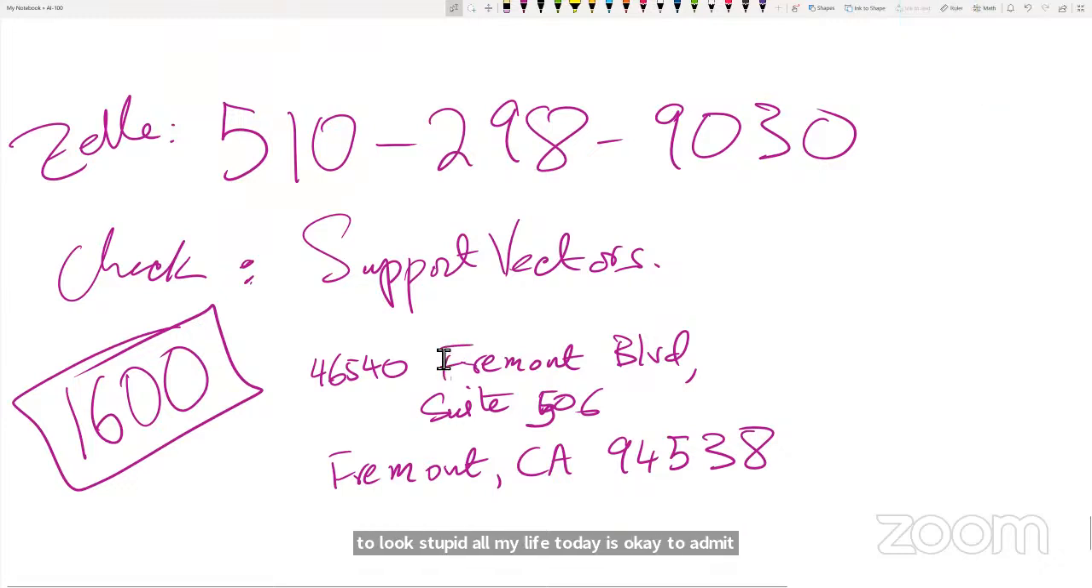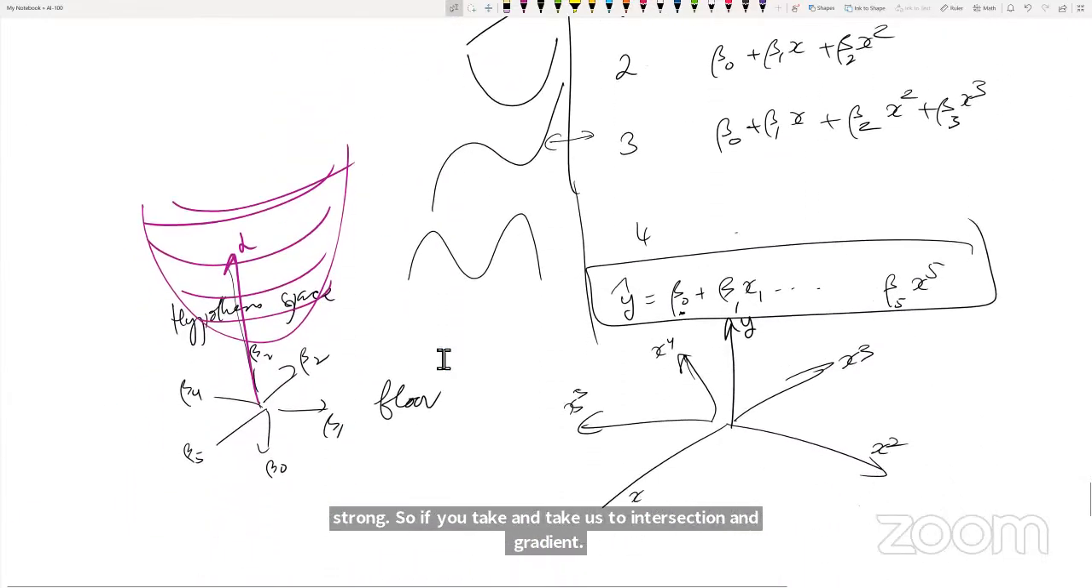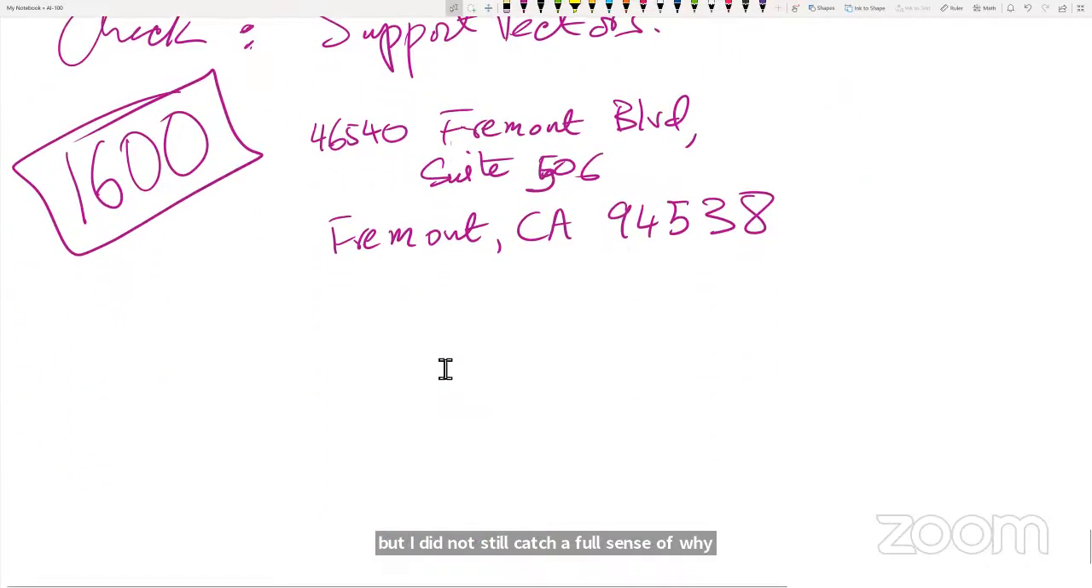I'm very, very sorry. I'm not very mathematically strong. So if you can take us to intercept and gradient slope. I understand why slope is positive or negative, but I still did not catch the full essence of why the intercept is considered negative in the case of B.